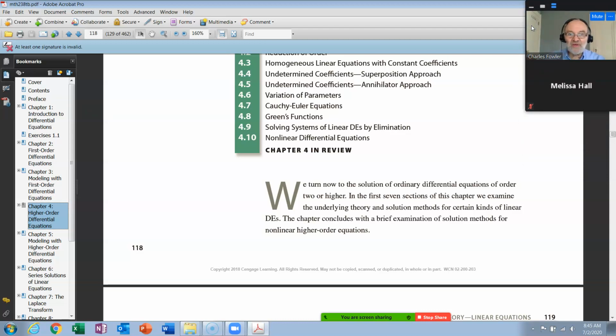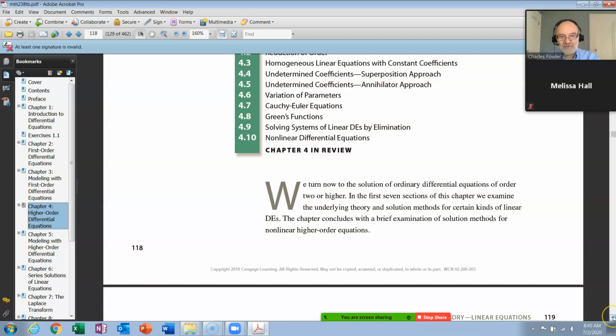So those other techniques, Bernoulli, all those things, really none of them are going to work. Maybe some of the approaches will be similar, but those techniques were for first order, pretty much first order only. Okay, so that's why it says here we now turn our attention to ordinary differential equations of order 2 or higher.